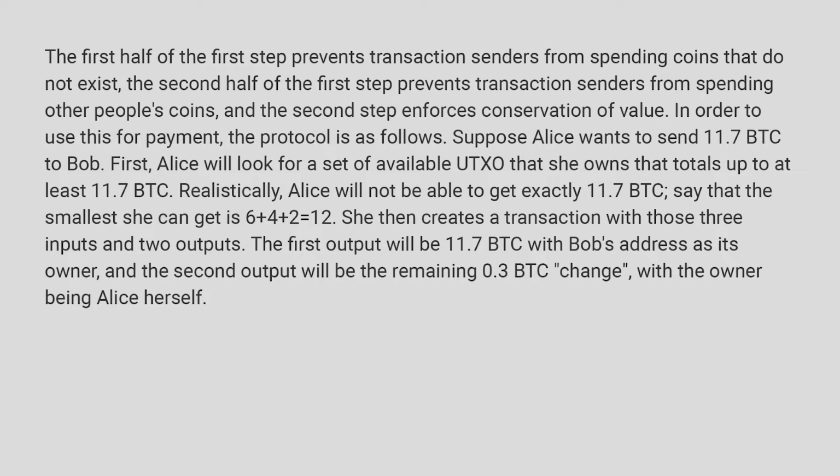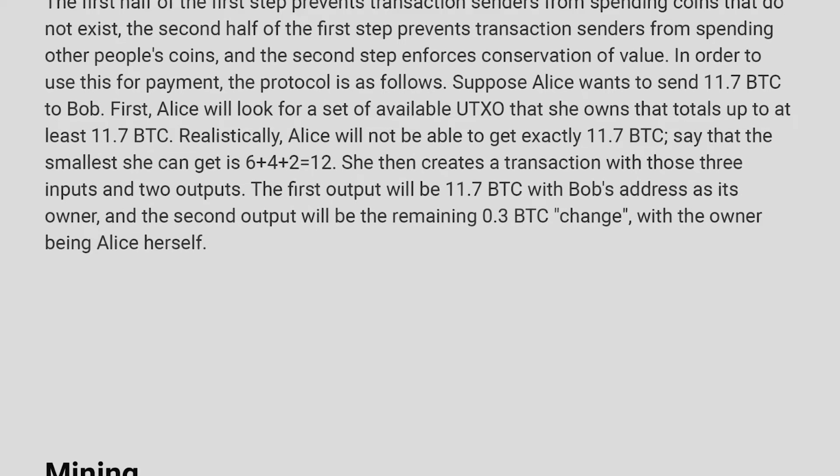Suppose Alice wants to send 11.7 Bitcoin to Bob. First, Alice will look for a set of available UTXO that she owns that totals up to at least 11.7 Bitcoin. Realistically, Alice will not be able to get exactly 11.7 Bitcoin. Say that the smallest she can get is 6 plus 4 plus 2 equals 12. She then creates a transaction with those 3 inputs and 2 outputs. The first output will be 11.7 Bitcoin with Bob's address as its owner, and the second output will be the remaining 0.3 Bitcoin change, with the owner being Alice herself.